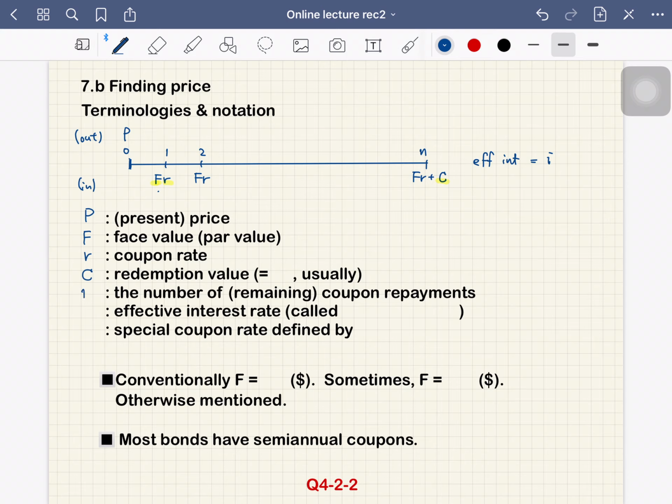And usually we use N for the number of remaining coupon repayments. So sometimes a bond is purchased in the middle. For example, you can buy a 20-year bond when we have only 6 years to maturity. So N is 6 if payments are annual. And also we have the effective annual interest rate, which is also called the yield rate.